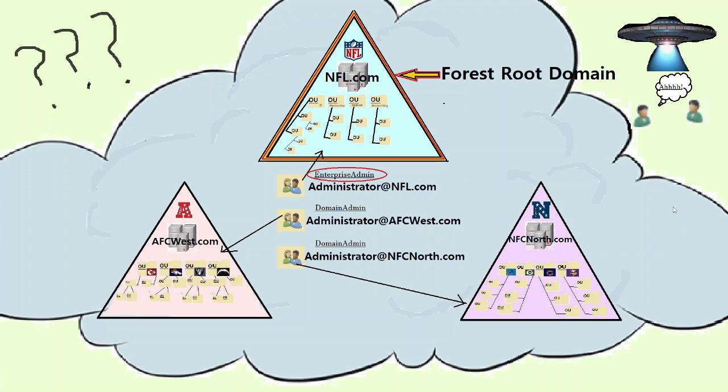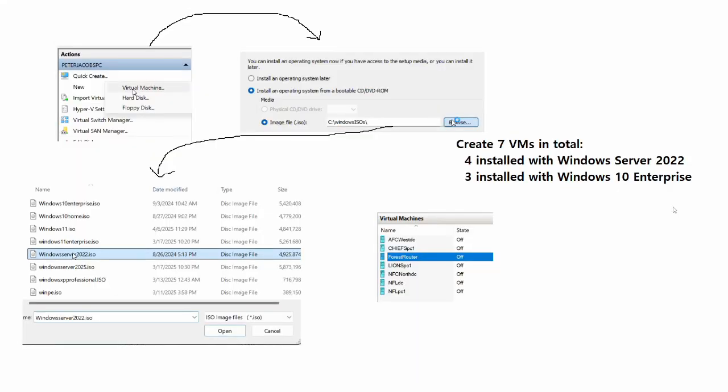I just think it's important that we understand those distinctions as we're dealing with all these administrator accounts. Anyway, let's do a quick run through of what we're going to be doing here. To start, we're going to create 7 virtual machines. 4 will be installed with Windows Server 2022, and 3, our clients, will be installed with Windows 10 Enterprise.